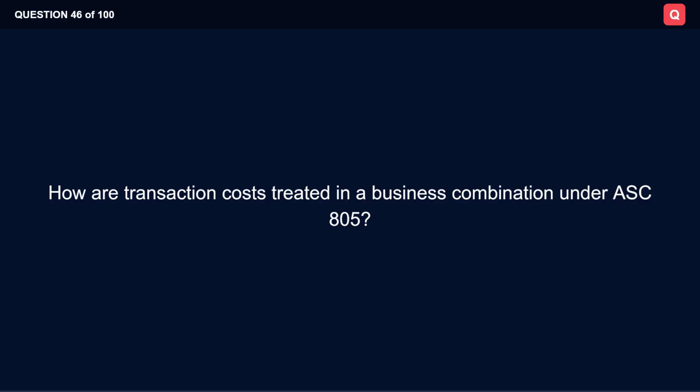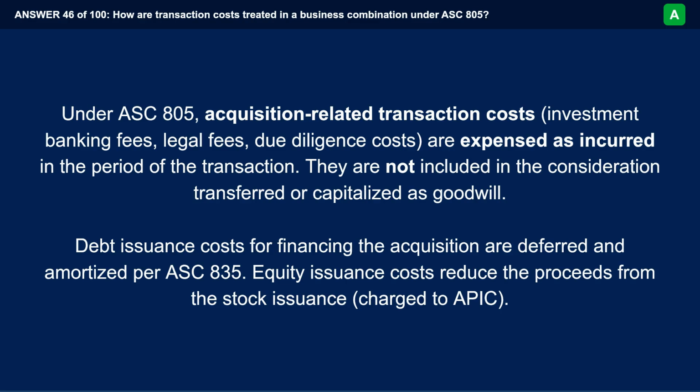How are transaction costs treated in a business combination under ASC 805? Under ASC 805, acquisition-related transaction costs, investment banking fees, legal fees, and due diligence costs are expensed as incurred in the period of the transaction. They are not included in the consideration transferred or capitalized as goodwill. Debt issuance costs for financing the acquisition are deferred and amortized per ASC 835. Equity issuance costs reduce the proceeds from the stock issuance, charged to APIC.